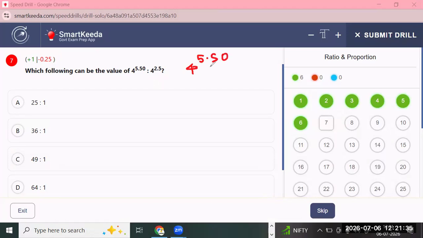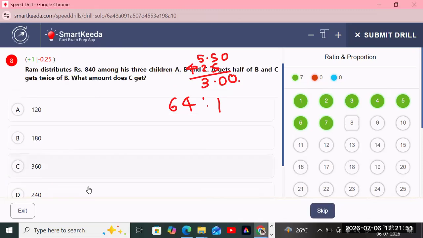4.5 minus 2.5 is equal to 300. So यहाँ पे 300 आएगा. So 64:1 is the correct answer for this. 64.